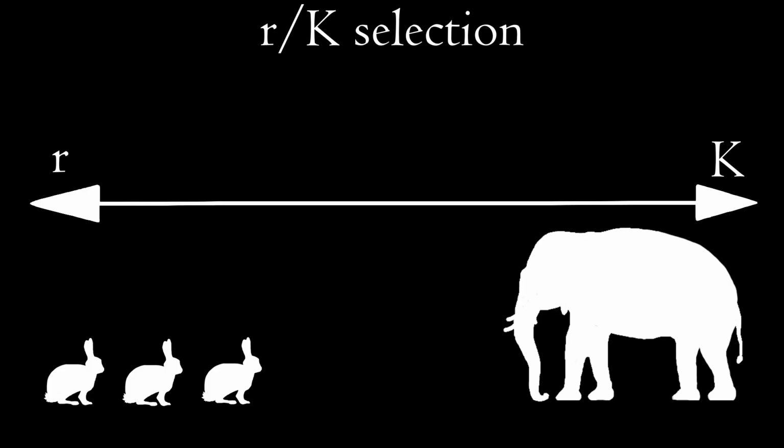In nature, animals tend to exist on a spectrum between r and k-selected. R-selected species are characterized by fast growth, early sexual maturity, many offspring, and short lifespans. Most insects fall into this category, but also mammals like mice and rabbits. On the other hand, k-selected species are characterized by slow growth, late sexual maturity, few offspring, and long lifespans. Examples would be elephants, blue whales, but also humans.